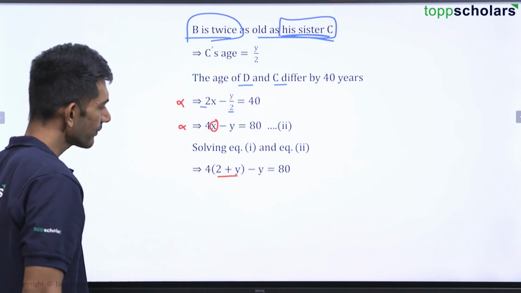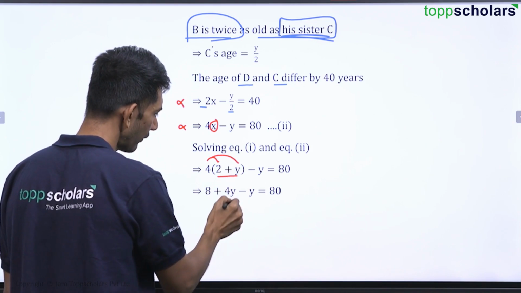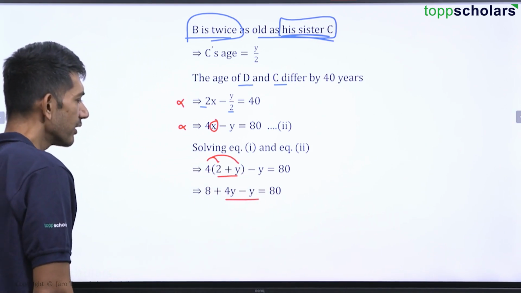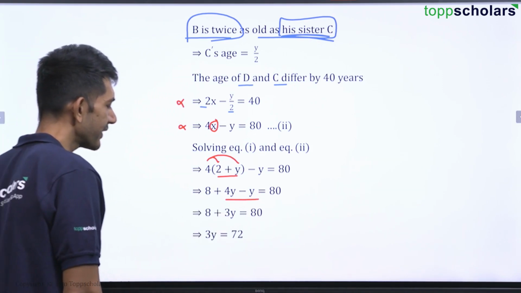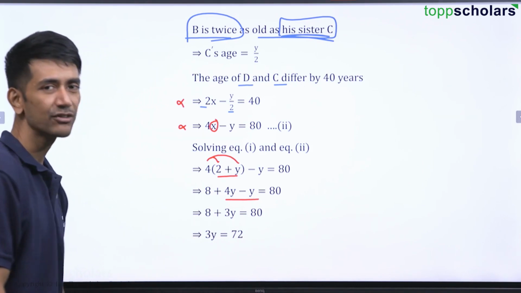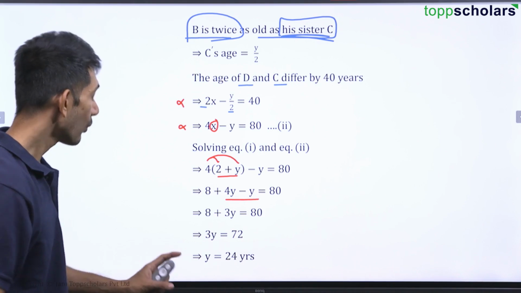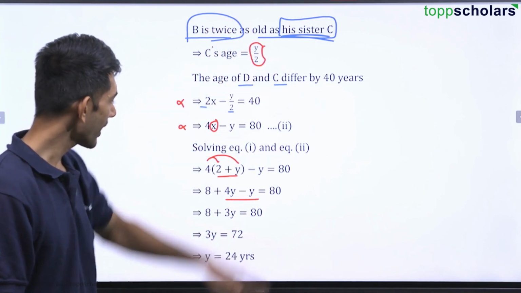4 into 2 is 8. So 8 plus y into 4, that is 4y, minus y is equal to 80. 4y minus y is 3y. So 8 plus 3y is equal to 80. So 3y is equal to 80 minus 8, that is 72. Y is equal to 72 divided by 3, that is going to give me 24. So y is 24 years. So I can say that C's age is y by 2, that is 12.